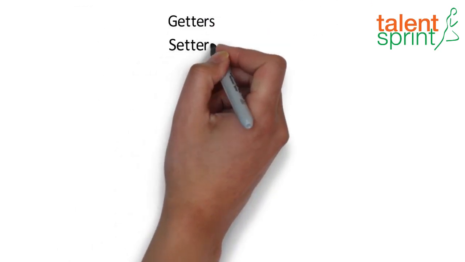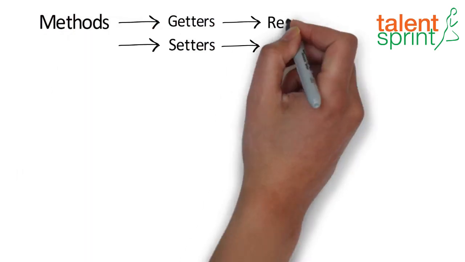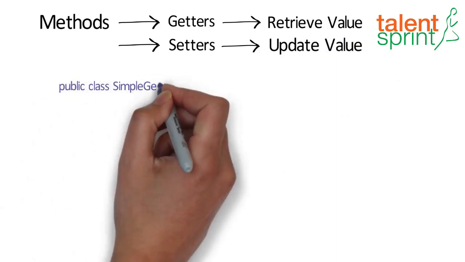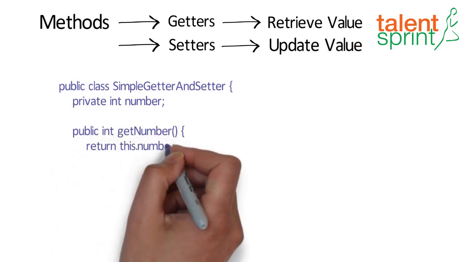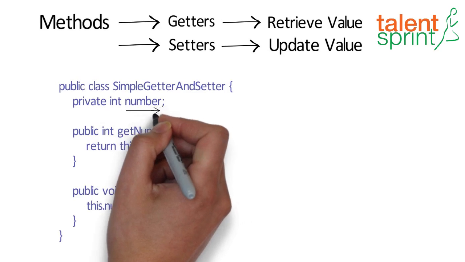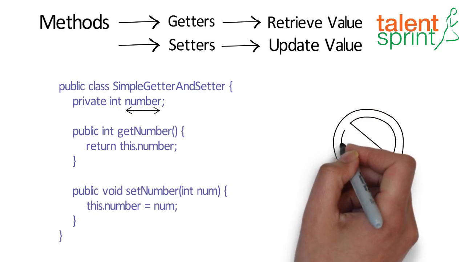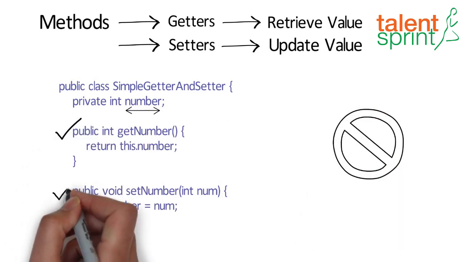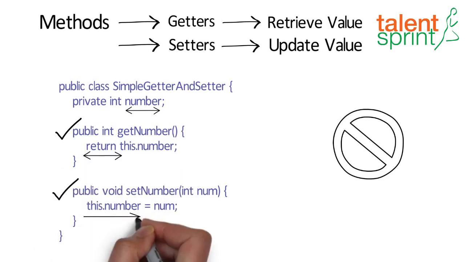Moving on to getters and setters, they are the two conventional methods that are used for retrieving and updating value of class fields. The following code is an example of a simple class with a private variable and getter and setter methods. The class declares a private variable number. Since number is private, code from outside this class cannot access the variable directly. Instead, the outside code has to invoke the getter and the setter in order to read or update the variable.